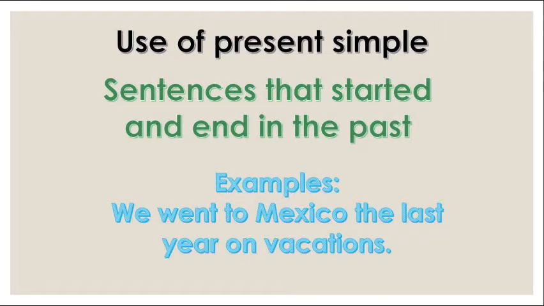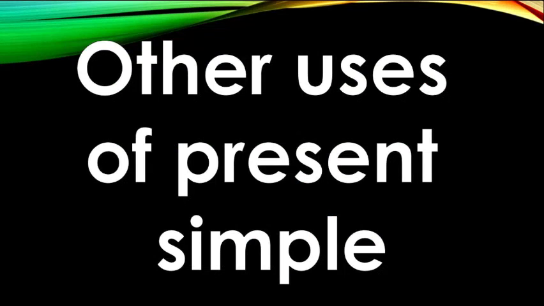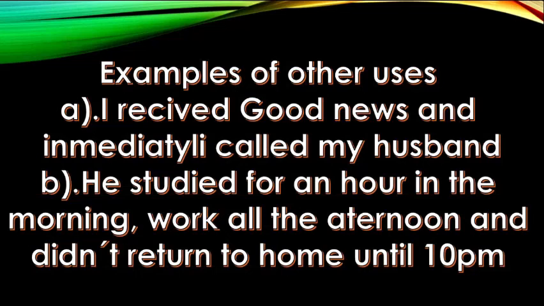And last, we are going to talk about the uses of the past simple. The past simple is used to talk about a specific action that started and ended in the past. Next, I am going to explain the other use of the past simple. The past simple is used for a series of actions in the past. I have two examples.